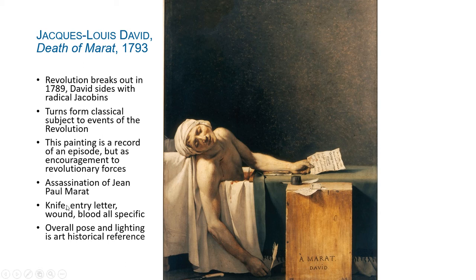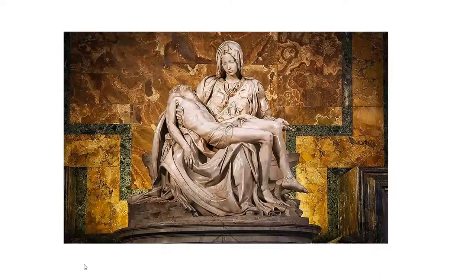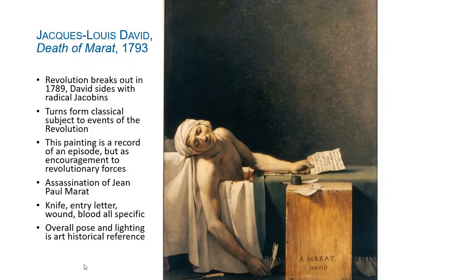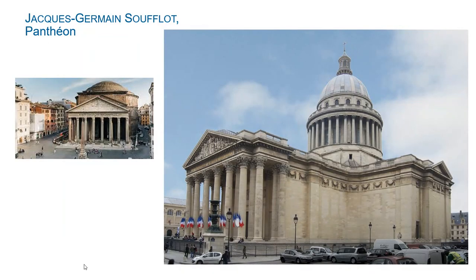So David is painting this. He was good friends with Marat. He was part of the Jacobins. And he was devastated at his death, but he takes this opportunity to dedicate this painting to him, says to Marat from David. And he uses a very classical pose and lighting, which anybody on the Grand Tour would notice, it was almost the same as Michelangelo's Pieta. So again, at this point, Jacques-Louis David is a revolutionary. He's friends with the revolutionaries, and that will change in the future.